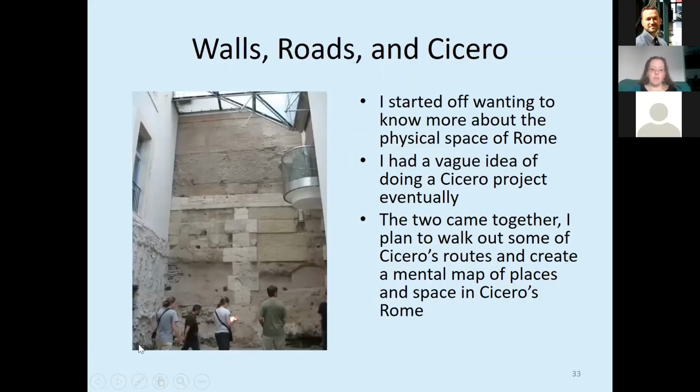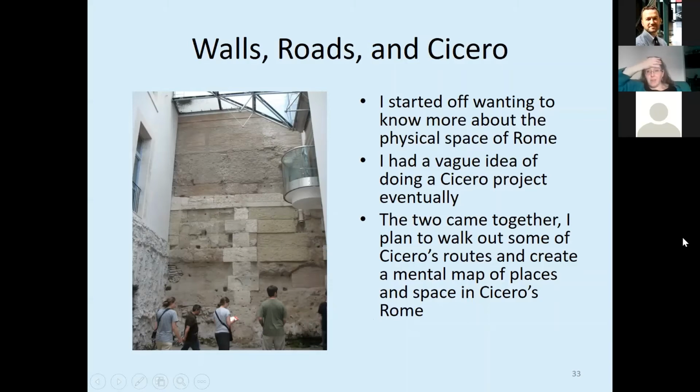So I think this is my last slide. Walls, roads, and Cicero. This particular picture is taken from a museum called the Crypta Balbi Museum, and it shows the many levels of building that have happened on this spot over the course of thousands of years. It started as a theater that was built not in Cicero's time, but not long after. And then it kind of goes up and up and up from there.